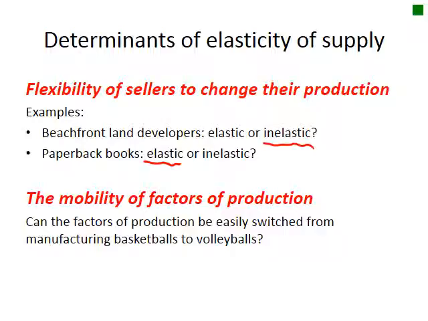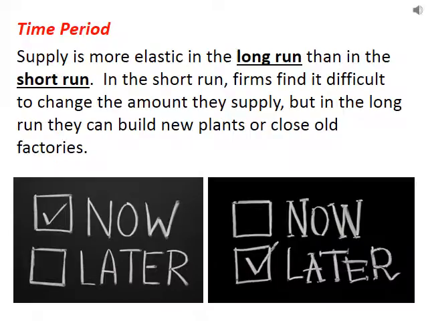The mobility of factors of production. Let's say you are producing both basketballs and volleyballs. If the factors of production could be easily switched from manufacturing one to the other, then it would tend to be quite elastic. Time period: supply is more elastic in the long run than in the short run. This is the same thing as for PED. In the short run, firms find it difficult to change the amount they supply. But in the long run, they can build new plants, close old factories, train workers, all sorts of different things that they can do to respond to an increase in price.